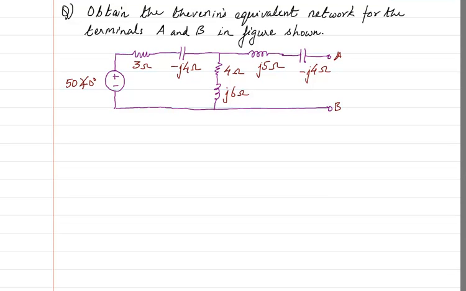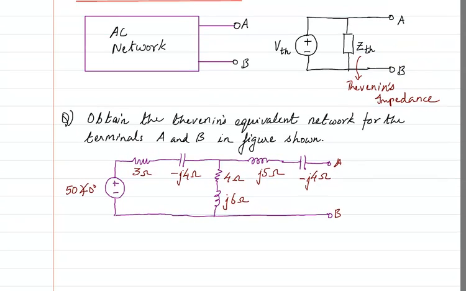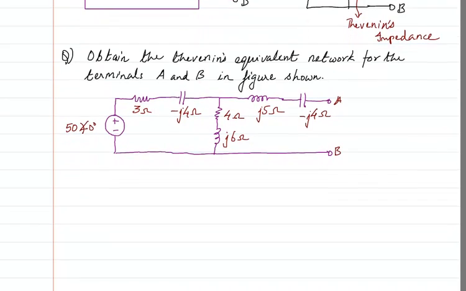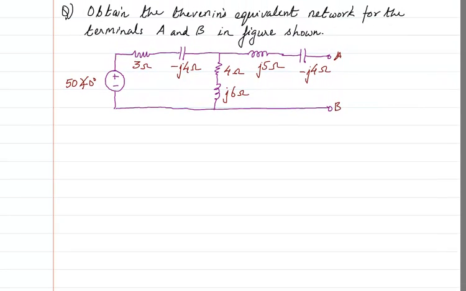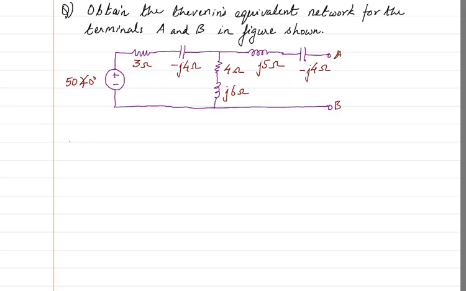So the question asks, obtain the Thevenin's equivalent network for the terminals A, B in the figure shown. So basically what it is asking us to do is find out VTH and ZTH. We know the steps. Let us do them one by one. Step 1 is find VTH.